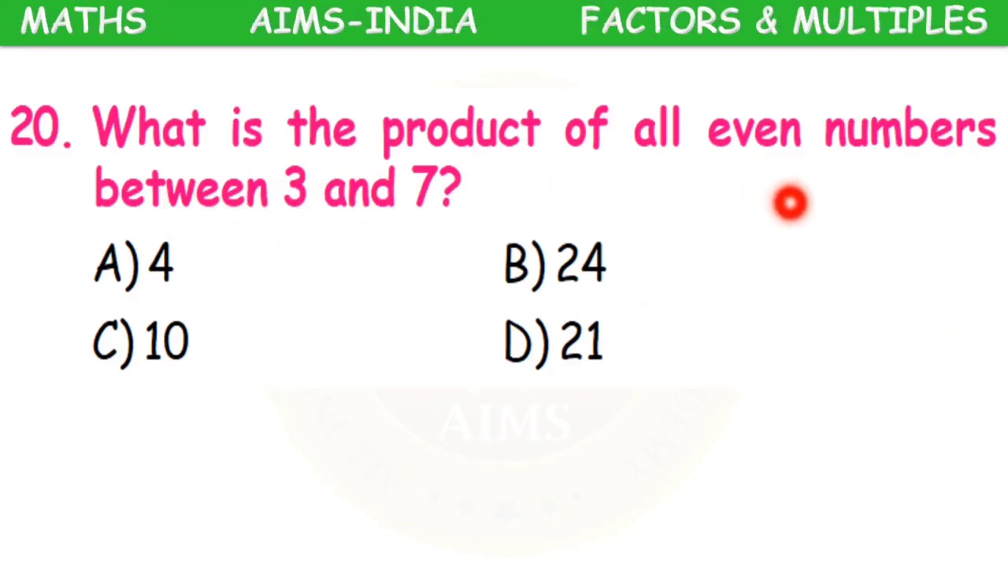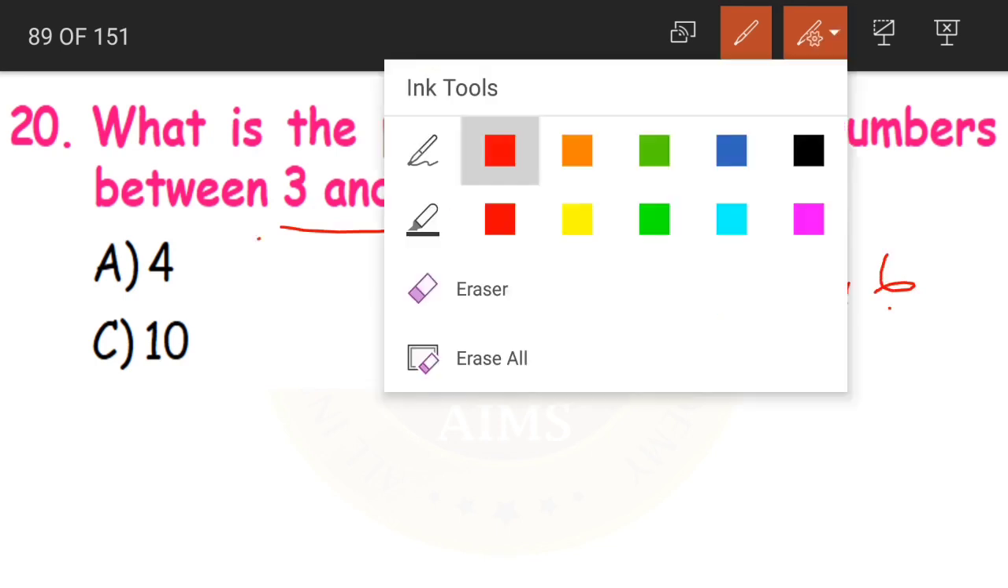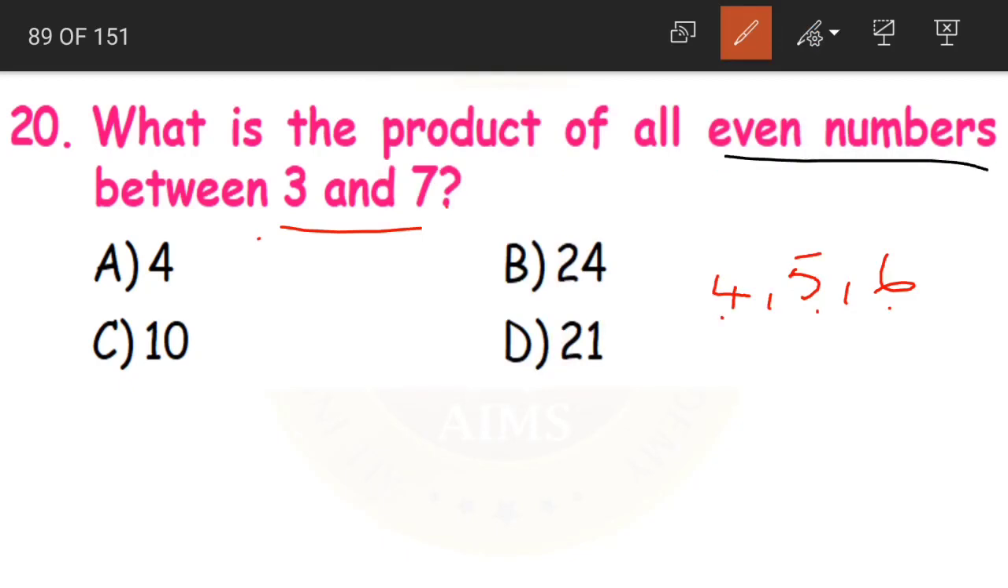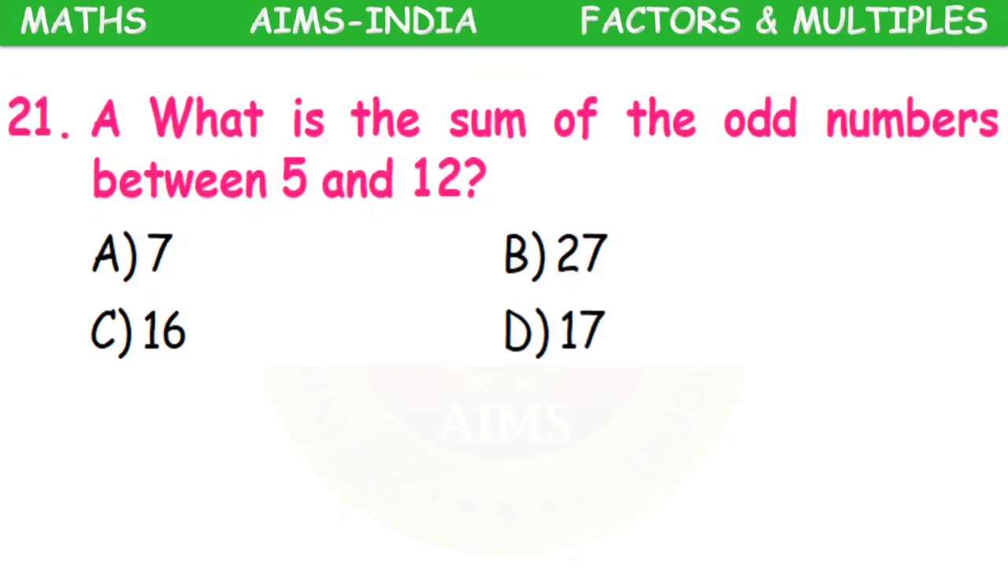What is the product of all even numbers between 3 and 7? Now again, what are the numbers between 3 and 7? Between 3 and 7 we have 4, 5 and 6. And from these, what are the even numbers? 4 and 6. What should we do? We should find the product. 4 into 6 is equal to 24. So option B, 24 becomes our correct answer. Understood, children? Next question 21.